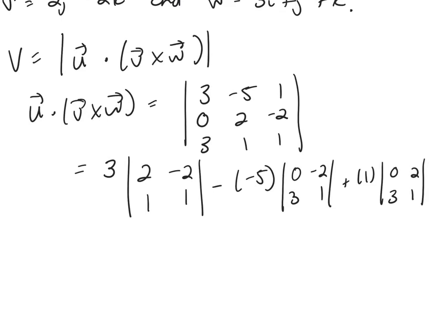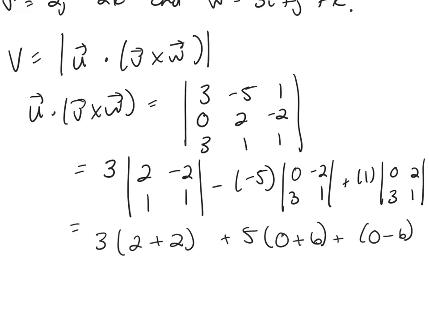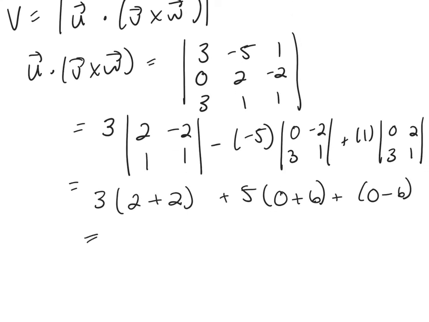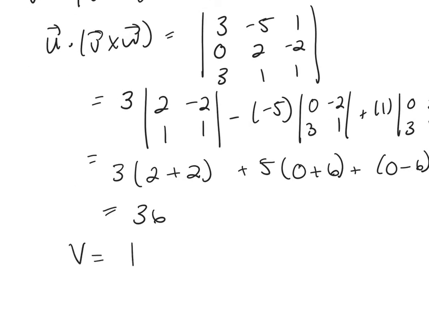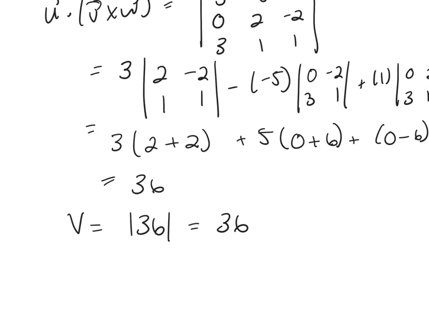So now we're going to compute this. Let's see, 3 times 2 minus a negative 2, so plus 2. That's a positive 5 times 0 minus a negative 6, so 0 plus 6, plus 0 minus 6. So here, if you add all these up, you should get 36. So the volume would be the absolute value of 36, which is just 36, and that's the volume of this object.